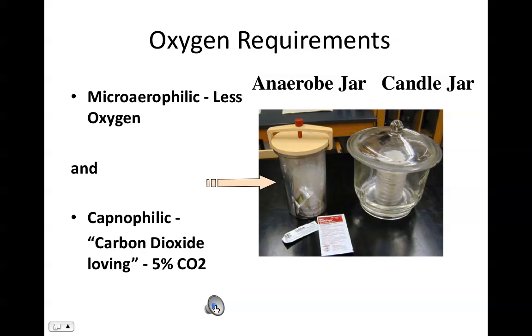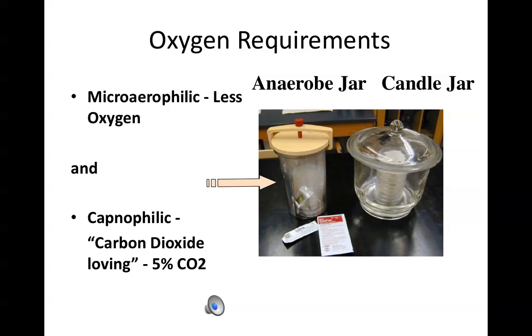Here we have a couple of examples of modified terms for oxygen requirements. We've already defined microaerophilic, meaning just a little oxygen. There's an additional term, capnophilic, meaning carbon dioxide loving. There are some organisms, particularly bacteria that cause infections, or what we would call pathogens, that do require or prefer a 5% carbon dioxide atmosphere compared to the 2 or 3% that's usually available.